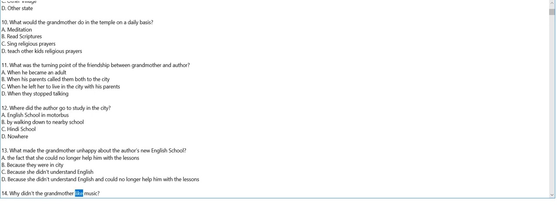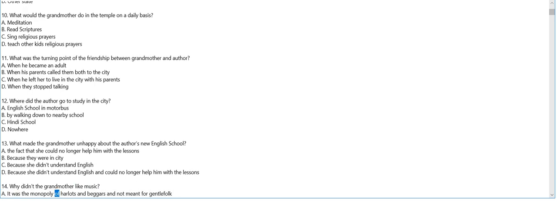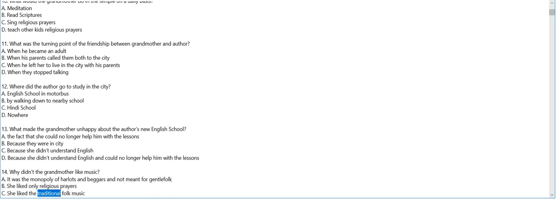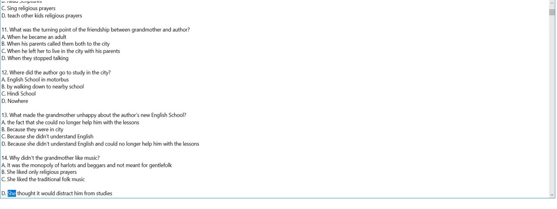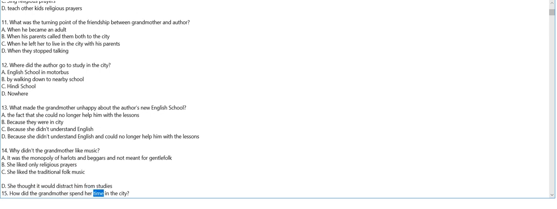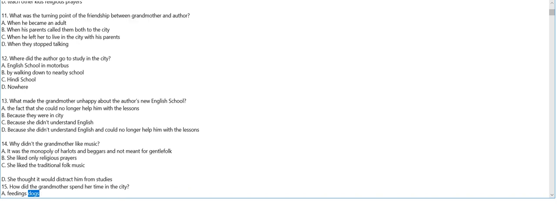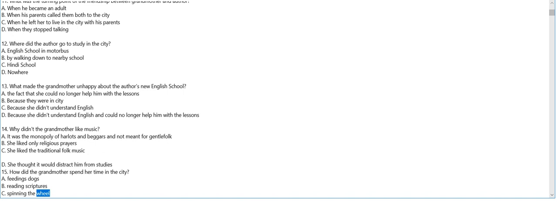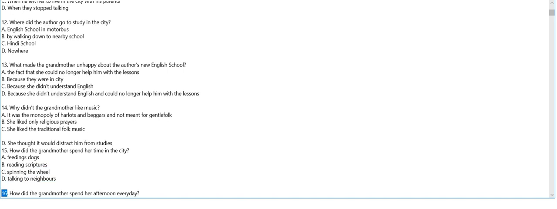14. Why didn't the grandmother like music? A. It was the monopoly of harlots and beggars and not meant for gentle folk. B. She liked only religious prayers. C. She liked the traditional folk music. D. She thought it would distract him from studies. 15. How did the grandmother spend her time in the city? A. Feeding dogs. B. Reading scriptures. C. Spinning the wheel. D. Talking to neighbors.